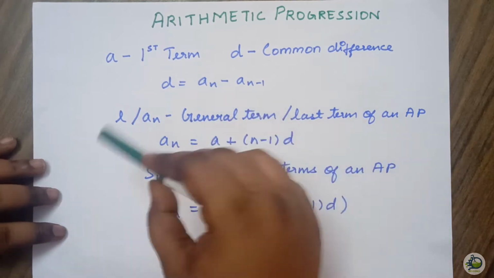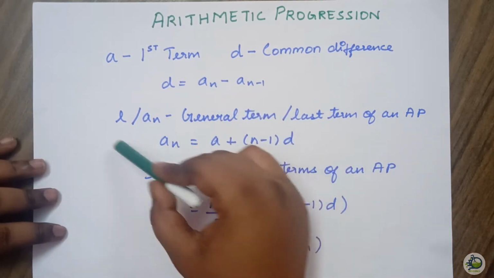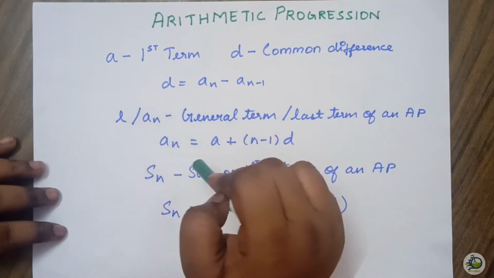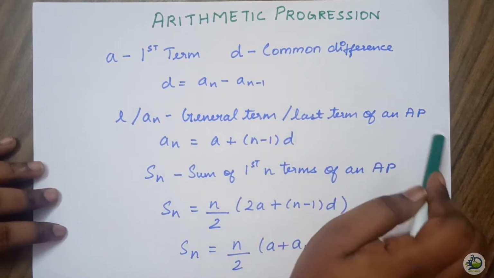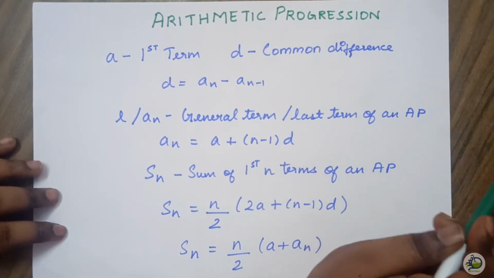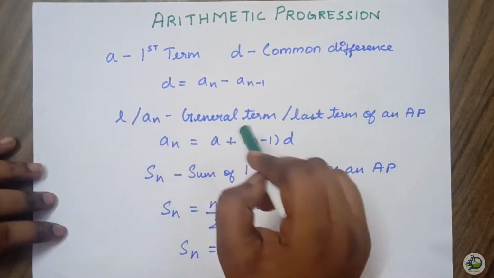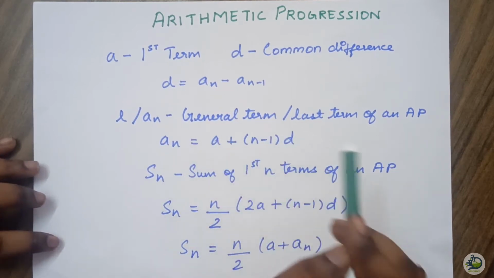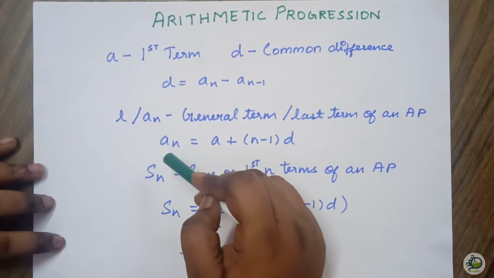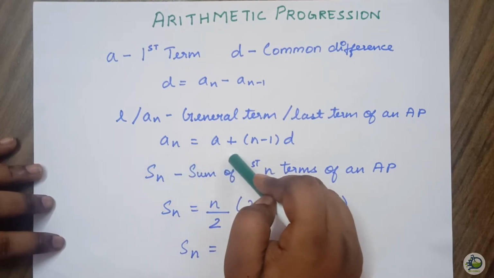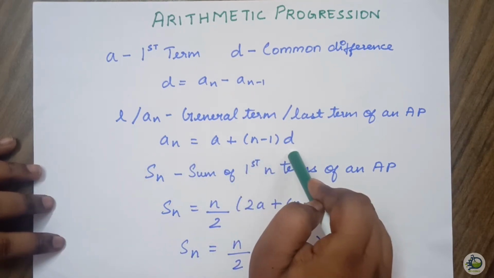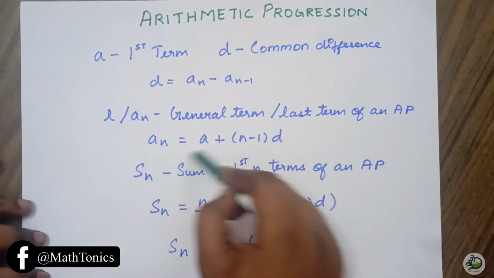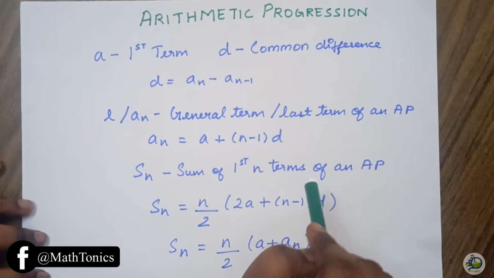Okay. Next is L or an. This is nothing but the general term in a series, represented as an or L. Also, the last term of the series of an arithmetic progression is represented with L. To find the nth term of a series, we use this formula: an is equal to a plus n minus 1 into d. If we want to find the value at a certain position, we can use this formula.